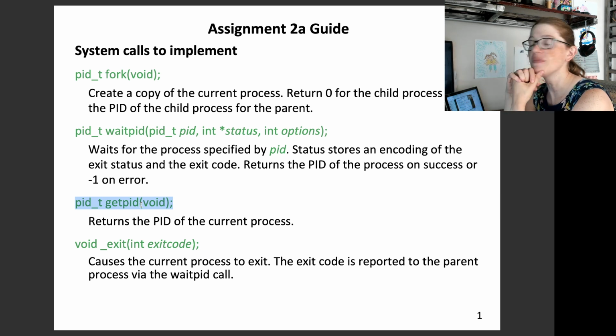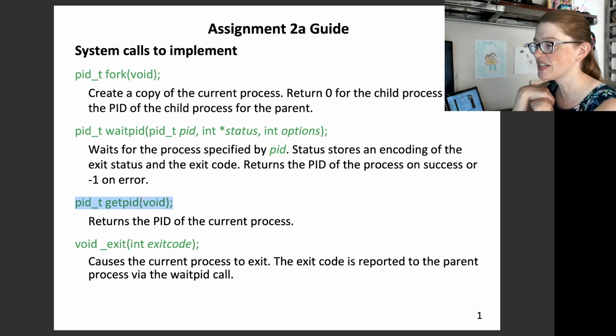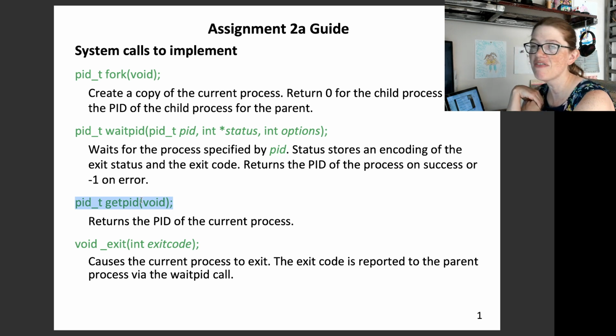So let's start at the top. So remember that fork is going to create a brand new process. And that process is going to have an address space that is an identical clone of the parent's, but it is actually in a separate process structure.